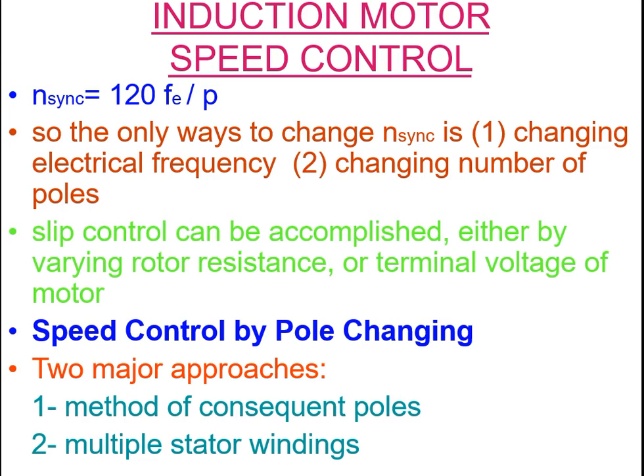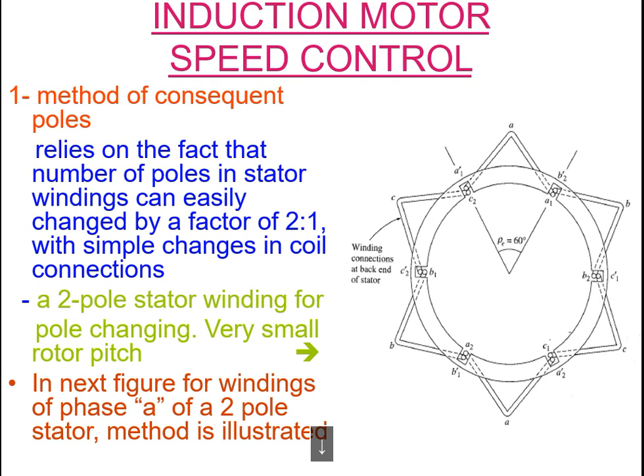The first one is to control the speed of the induction motor by the pole changing method. Here there are two major approaches. The first one is the method of consequent poles, and the next one is multiple stator windings. In the method of consequent poles, from the diagram you see that it relies on the fact that the number of poles in the stator windings can easily be changed by a factor of 2:1 with simple changes in the coil connections.